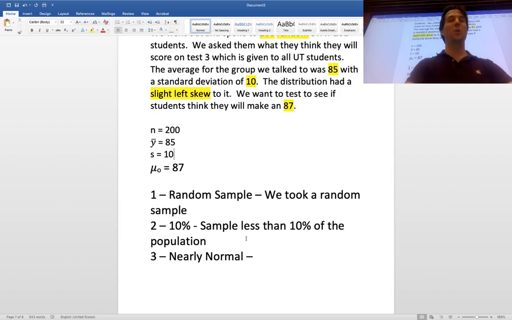Who has a good answer for condition 3 on this? The shape of the distribution is normal enough because... Oh yeah, keep going. You're good. Sample size is larger than 25.